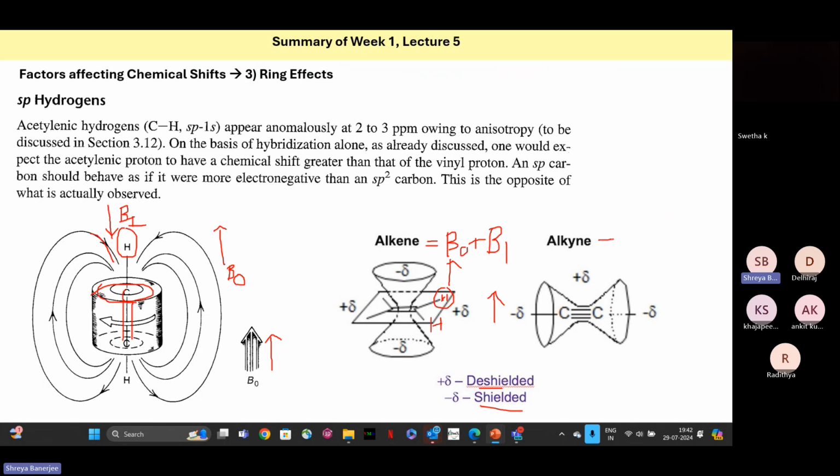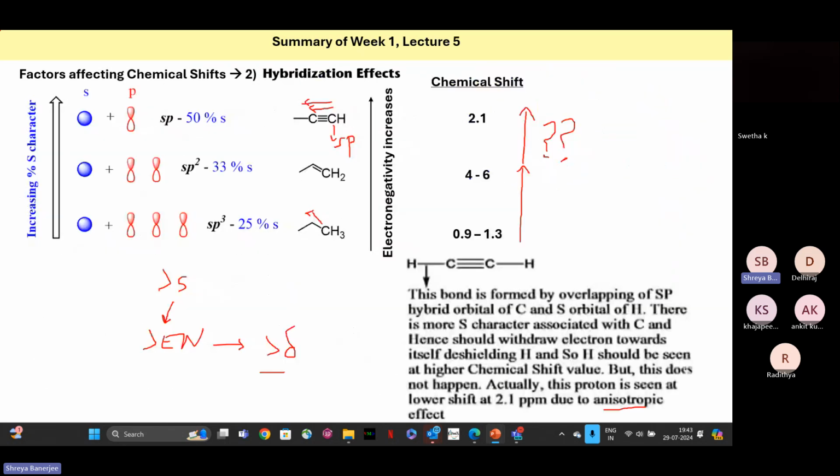But in case of alkyne triple bond, it is experiencing B0 minus Bi. It is experiencing a lowered magnetic field because B0 is in the upward direction and Bi near the hydrogen is in the downward direction. So it is experiencing a lower magnetic field, and so it is becoming shielded. That is why if we now look at the chemical shifts, this is explained by anisotropy.